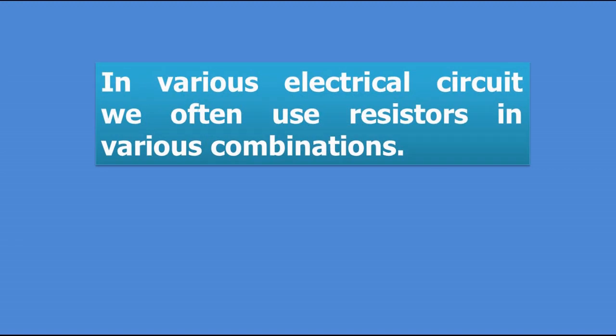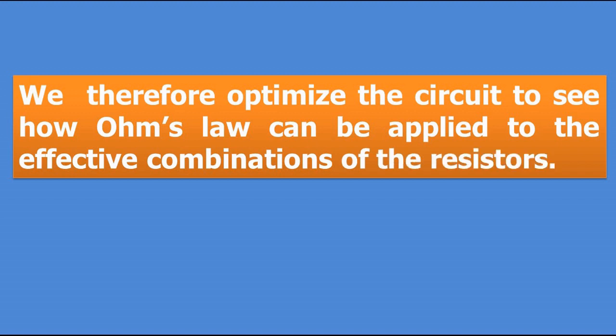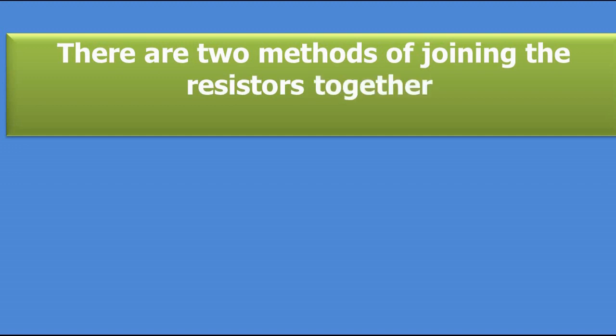In various electrical circuits, we often use resistors in various combinations. We therefore optimize the circuit to see how Ohm's law can be applied to the effective combinations of the resistors. There are two methods of joining the resistors together.